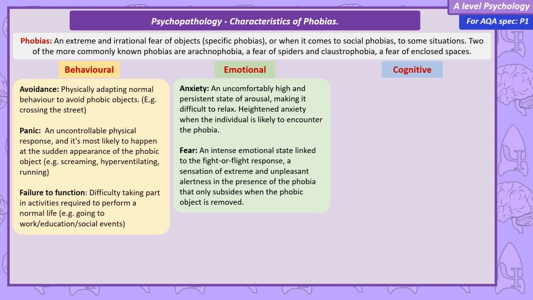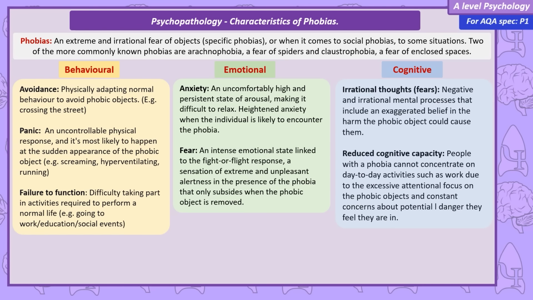Someone with a social phobia can feel like this before what many of us would consider to be relatively minor social interactions, leading to a permanently high and uncomfortable state of arousal. We've discussed the behavioural characteristic of panic. The emotional aspect of this is fear. This is an intense emotional state linked to the fight or flight response. It's a sensation of extremely unpleasant alertness that will only go away when the phobic object has been removed.